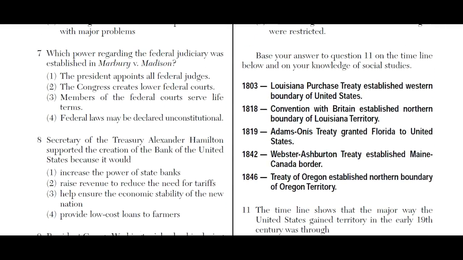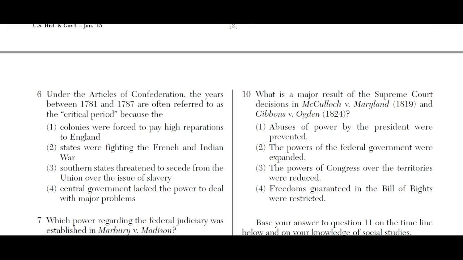Okay, question 10. Major result of the Supreme Court decisions McCulloch v. Maryland and Gibbons v. Ogden. Okay. They don't usually ask about the details of these two court cases. So here's what you want to remember. They expand the power of the federal government.